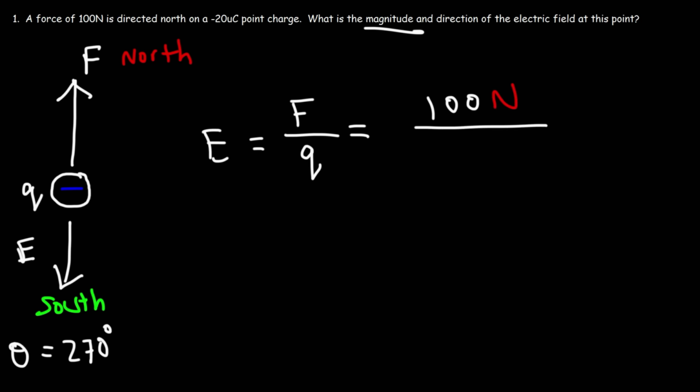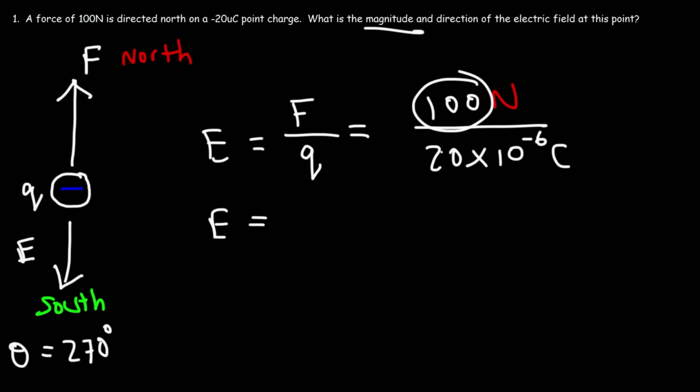The magnitude of the charge, we don't need to worry about the negative sign since we already know the direction. The charge is 20 microcoulombs, and we can replace micro with 10 to the minus 6. Now let's do some algebra. Let's see if we can get this answer without the use of a calculator.